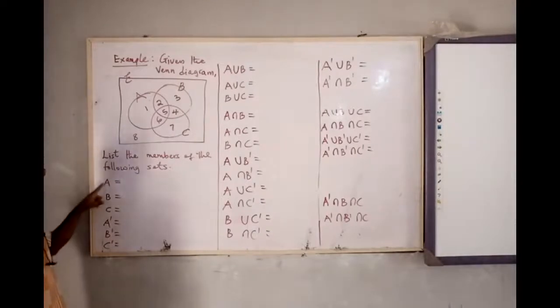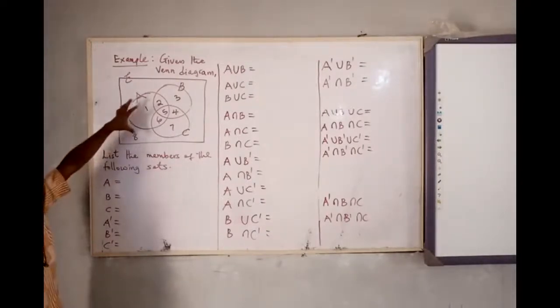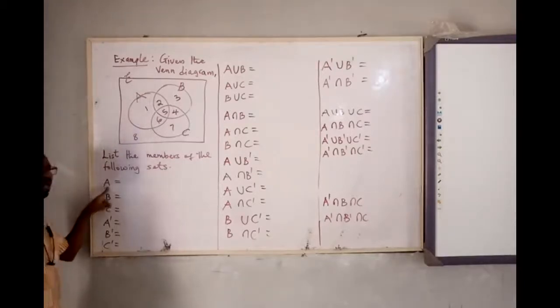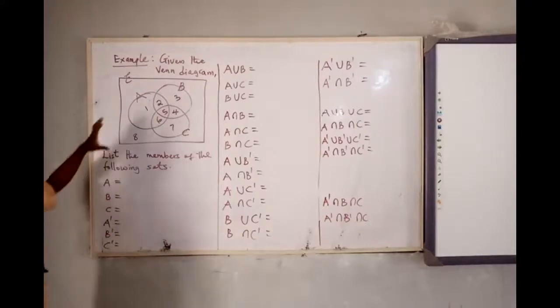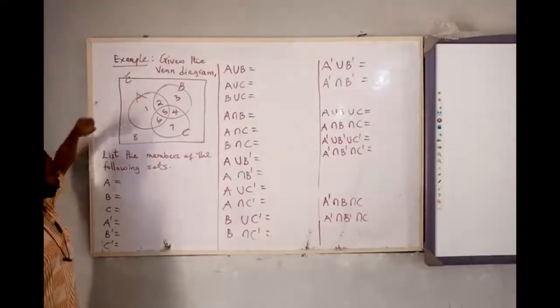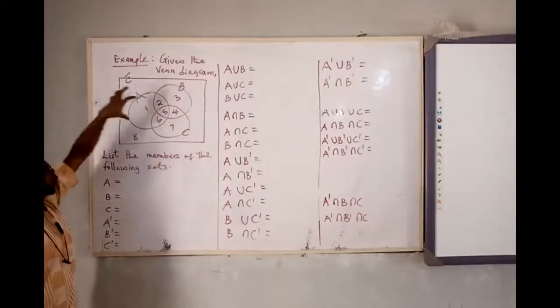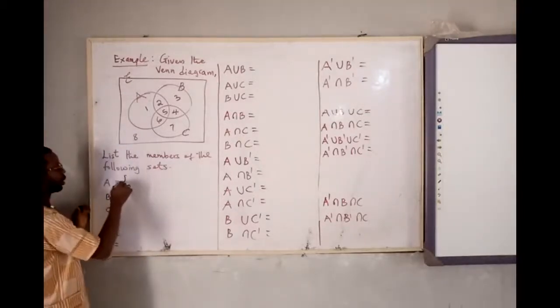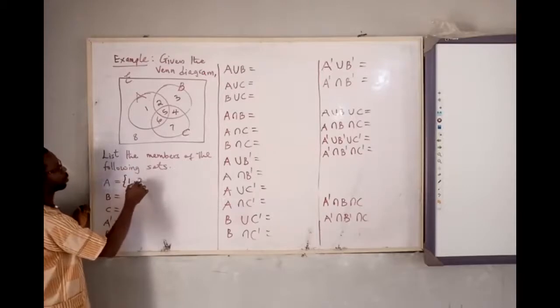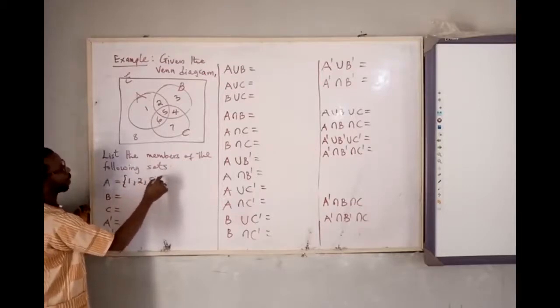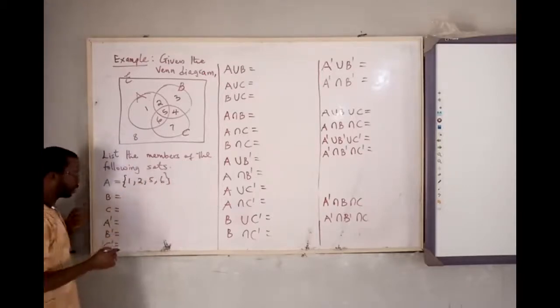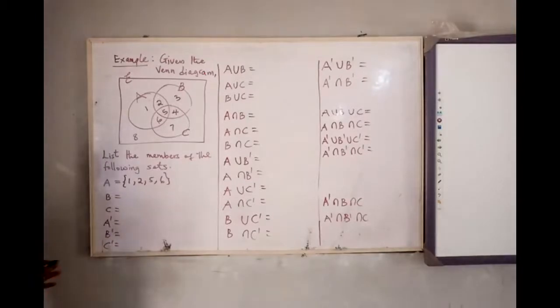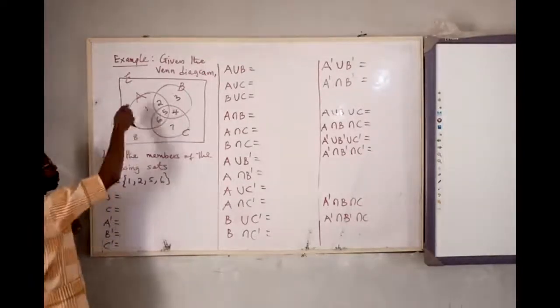Whenever you see a given set and no other sets, and that is the only alphabet given to you, A, your focus should only be on the A. So in this case, we go to A and pick all the elements in A: 1, 2, 5, and 6. That is what you are supposed to do. You go to A and pick the elements.